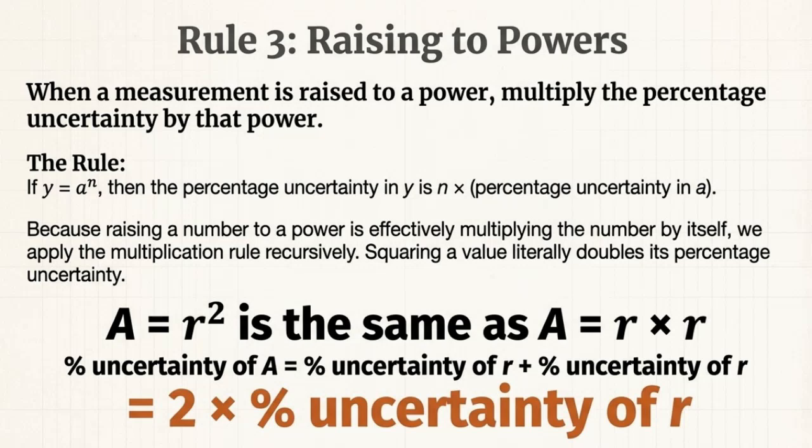To put this into a concrete example, if a equals r squared, it's the same as saying a equals r times r. The percentage uncertainty in a is then the sum of the percentage uncertainties of both r values. Since they're the same, it's simply 2 times the percentage uncertainty of r. This rule helps simplify how we handle uncertainties in calculations involving powers.